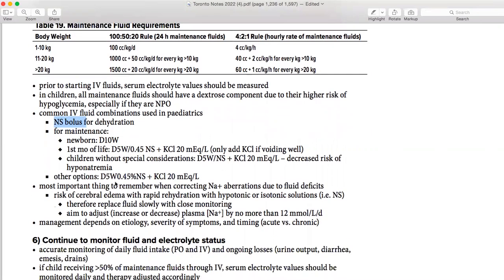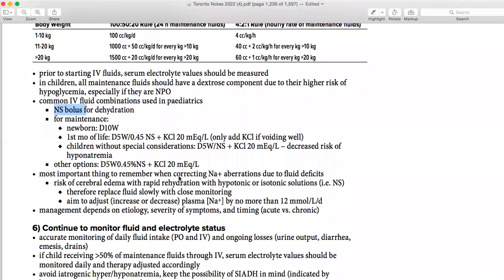Decreased risk of hyponatremia. Other options are this one. So you can see how the age difference is making the fluid difference as well. The most important thing is when correcting sodium abnormality with fluid, you need to watch for cerebral edema. If you are correcting sodium too quickly, it can cause cerebral edema. So there is a particular limit: not more than 12 millimole. Sometimes they ask you how much you can correct it, so you need to know not more than 12 millimole.